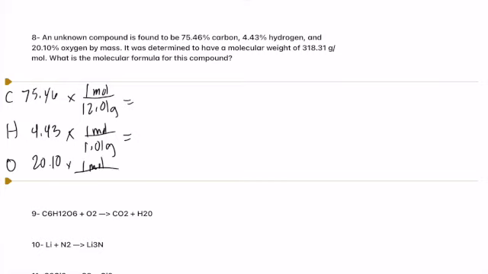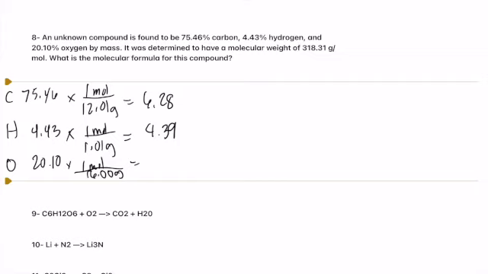We're going to assume a 100-gram sample. And so we'll start with our given of 75.46. We're assuming here grams of the sample is carbon. We convert to moles. Do the same thing for hydrogen at 4.43%. We're changing it to grams of our 100-gram sample. And then we do the same thing for oxygen, 20.1%, or 20.10 grams of our 100-gram sample will be oxygen. So we look up on the periodic table, we find the respective atomic weight, and then we multiply across here to find how many moles we're dealing with.